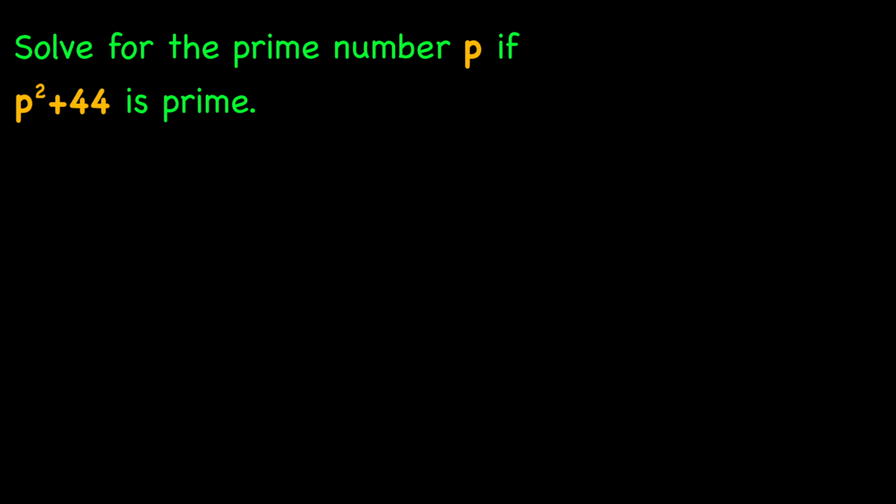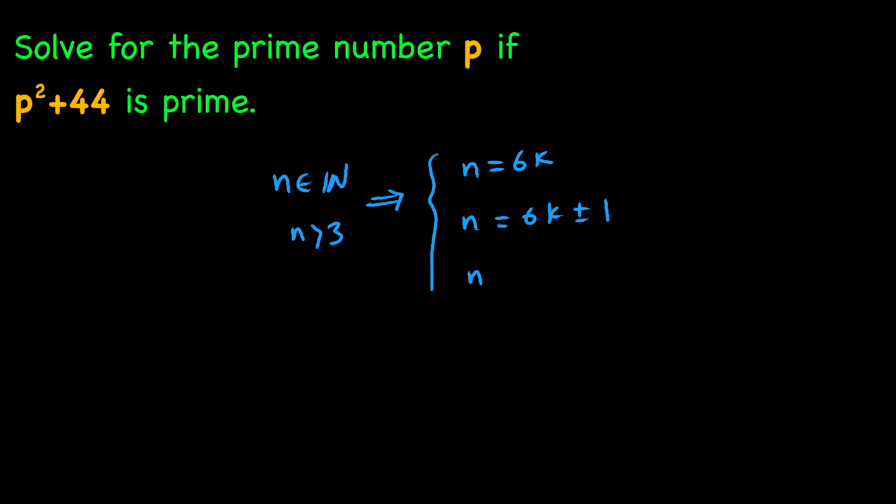So let's say that we have n, which is a natural number, and it is greater than 3. We can go ahead and say that we can express it as 6 times k, or 6 times k plus or minus 1, or 6 times k plus or minus 2, or 6 times k plus 3, and all of these k's are positive integers.